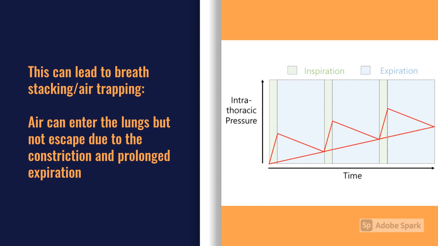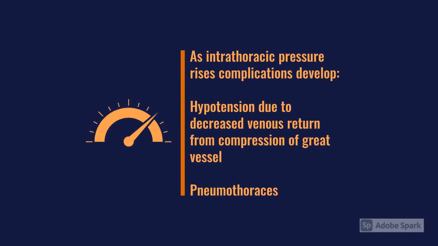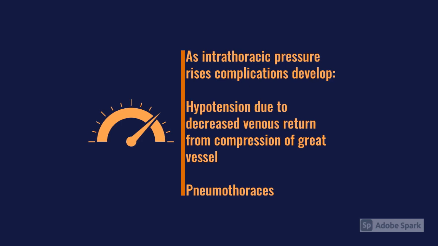And this essentially leads to the complications of acute asthma, which informs the grading of asthma, which we'll go on to mention a bit later on. Essentially, as the intrathoracic pressure rises, you can get compression of the great vessels, which decreases venous return. You can get pneumothoraces because of this high intrathoracic pressure as well. And that just leads to further complications. So in acute asthma, that's the key thing to be aware of: bronchoconstriction causing increasing pressure, causing breath stacking, causing rising intrathoracic pressure.